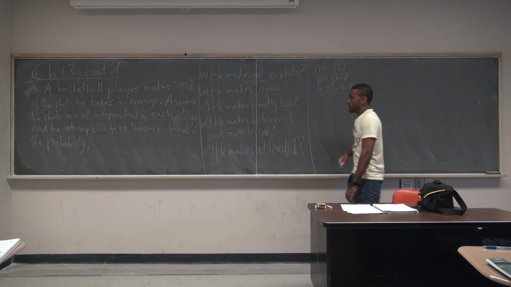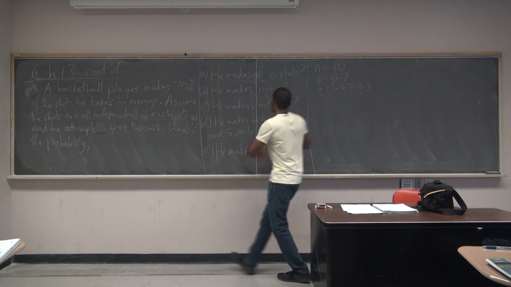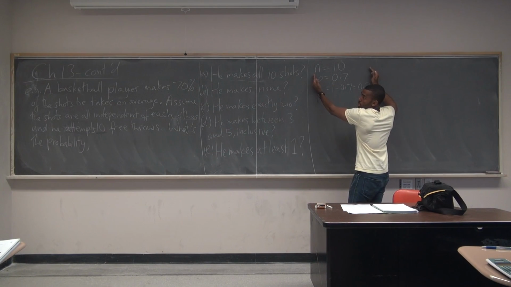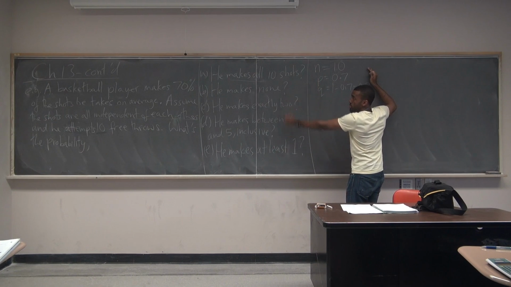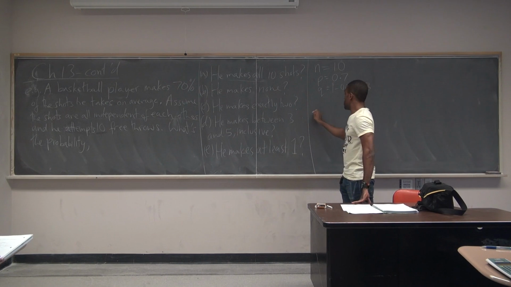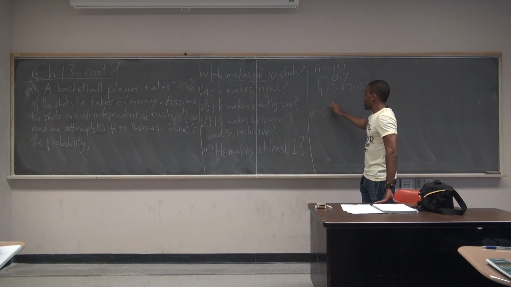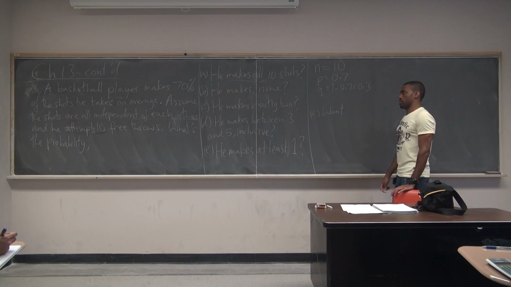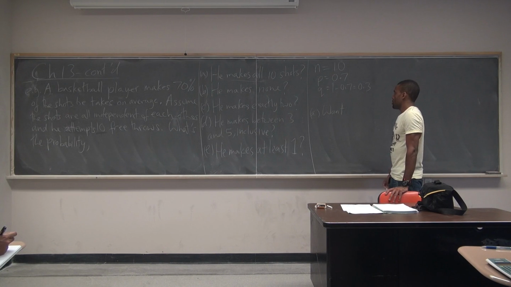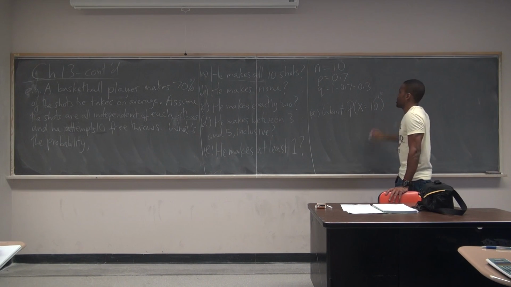So once I realize it's binomial, I immediately need to know what these variables are, and they'll be the same throughout all these problems. The only thing that will change here is the k value that I'm looking for. So now let's actually go to the first one. What's the probability that he makes 10 shots? So here we want the probability that x equals 10. So this is our k value here.